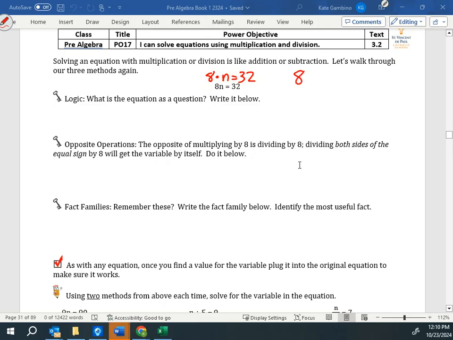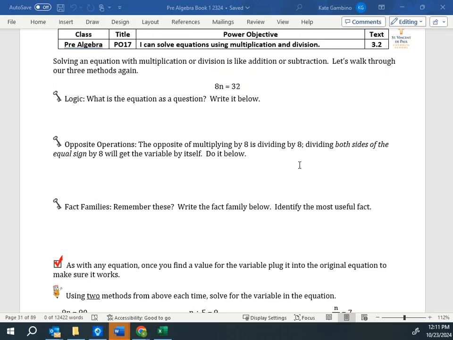Same thing if we have parentheses, we know it means multiply, we just don't put it in there. So when there's a number right next to the parentheses, when there's a number right next to the variable, it means we multiply it.